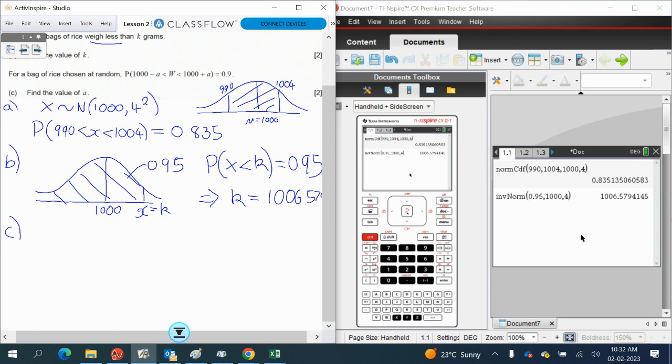Try and follow. So sketch the problem. How does the sketch look? We know that this is 1,000, and we've got a large area here, which is 0.90. This position here is 1,000 plus A, and this position here is 1,000 minus A. How can we find A?